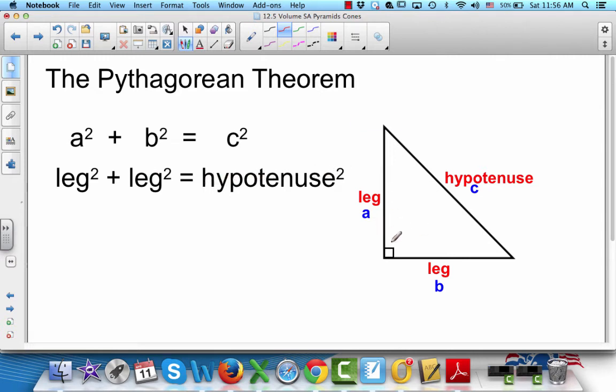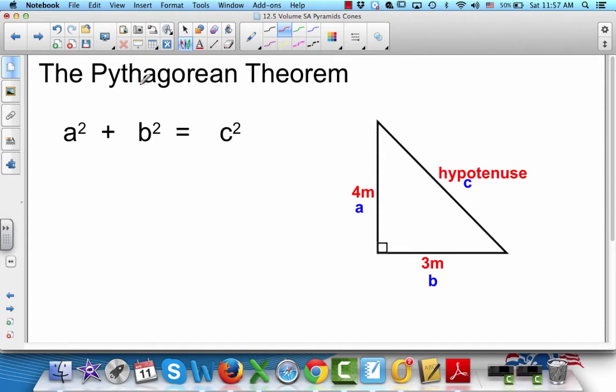This is the leg of the triangle. They're the ones that are on each side of the right angle. And the hypotenuse is the one that's opposite it. So let's see what it looks like here in practice. So the Pythagorean theorem is a squared plus b squared equals c squared. The a and the b don't matter. The a could be 4 or the a could be 3. The b could be 3 and the b could be 4. These don't matter. What matters is the c. The c is always the hypotenuse, the long line that is opposite the right angle.